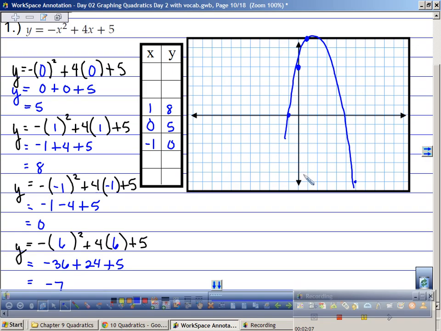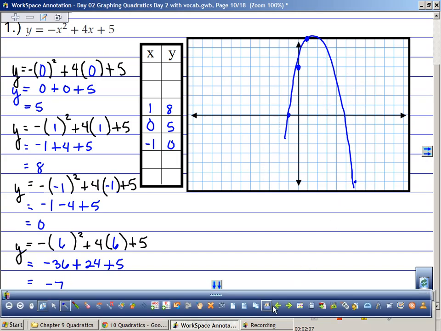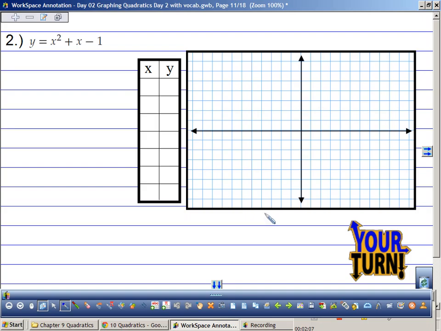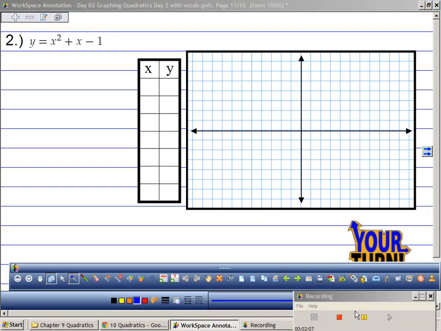Right? You don't have to do it anymore. That's enough to graph this, right? So you just have to get it to make a U? Exactly. You've got to get it to where you know kind of the behavior of the graph. So let's try another one. Write this one down.